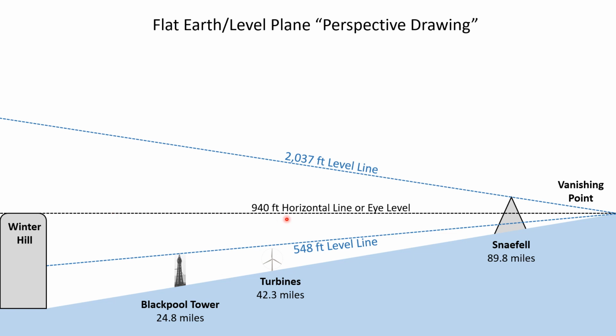So here's the 940 foot horizontal line, or eye level. Of course, everything above that line converges down to the vanishing point. Everything below converges up to the vanishing point, which means that Snaefell would be seen above that horizontal line, and Blackpool Tower and the turbines would be seen below that horizontal line.